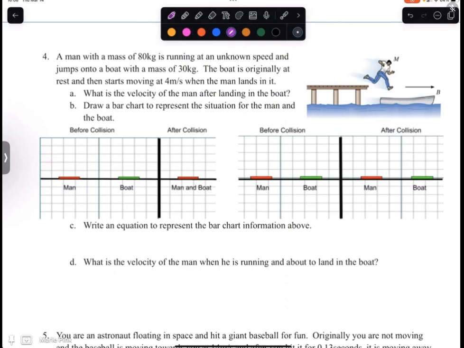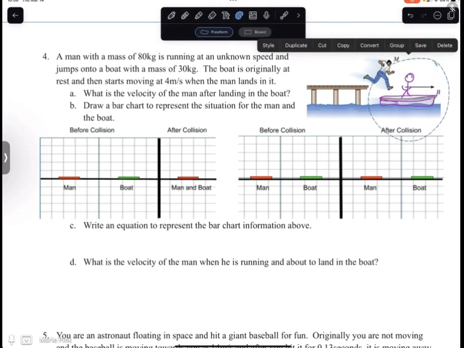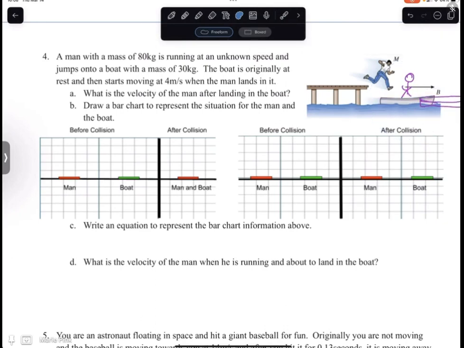Well, if you have your dude here in the boat and your boat is moving at 4 meters per second, I hope that your man is riding in the boat. So if your man is not going 4 meters per second with the boat, that means your poor man is no longer in your boat. So the answer to part A is simply 4 meters per second, because that's how fast the boat is going and he's standing in it.